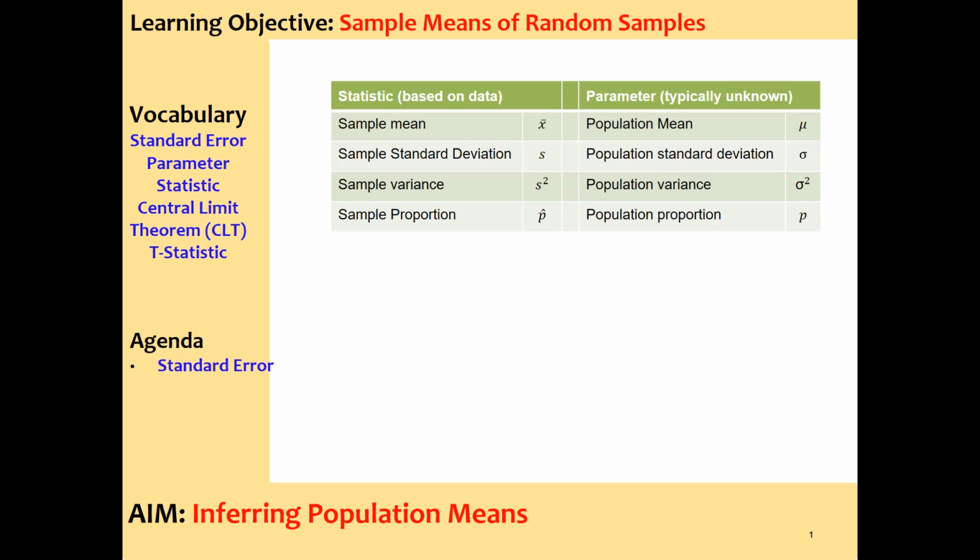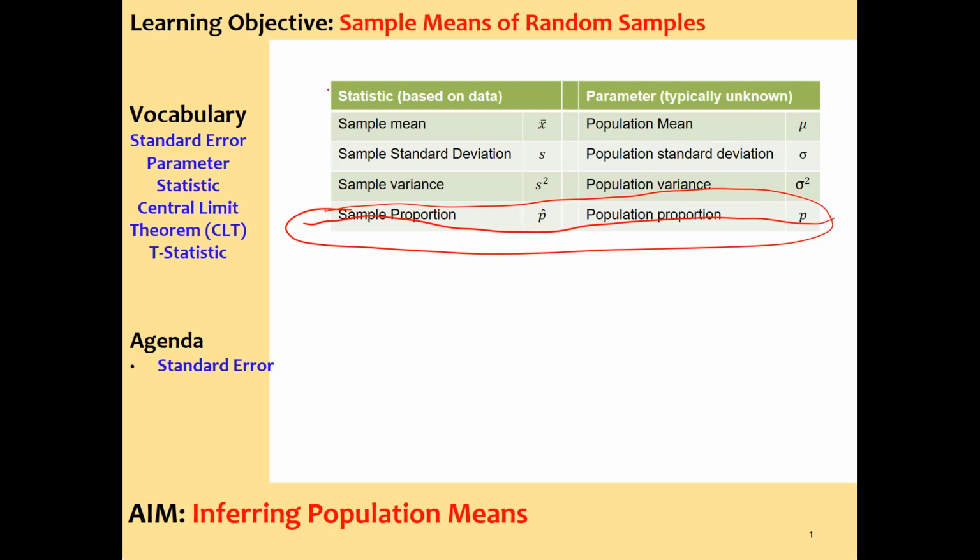Right, so we're starting a new unit, and with this unit, we're transitioning from using proportions and comparing a sample proportion to the population proportion, and we're moving towards looking at the sample mean and the sample standard deviation, and inferring what it could possibly mean about the population mean and population standard deviation.